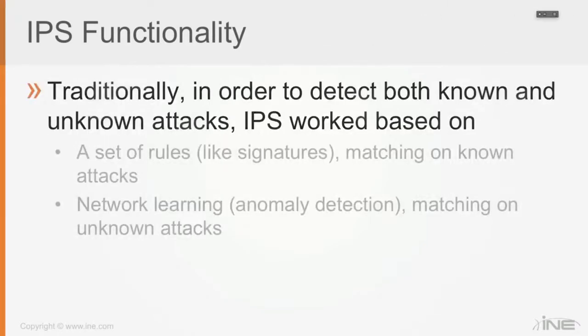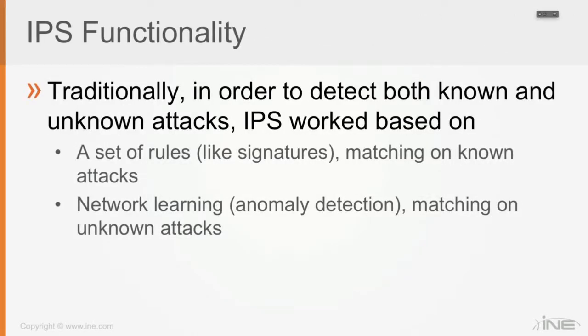Now duality. Traditionally the IPS was used to detect both known and unknown attacks. To achieve that functionality, it worked based on two main features or capabilities. It had a set of rules, which were constantly updated, like signatures, which matched on known attacks. So if the IPS saw traffic flowing through, matching a signature, it knew it was a well-known attack and it was going to take action and drop the traffic.